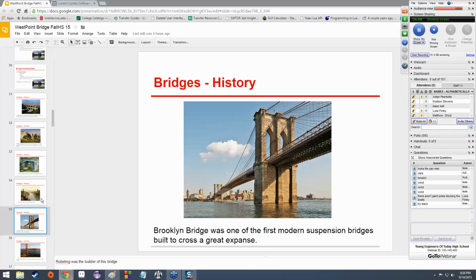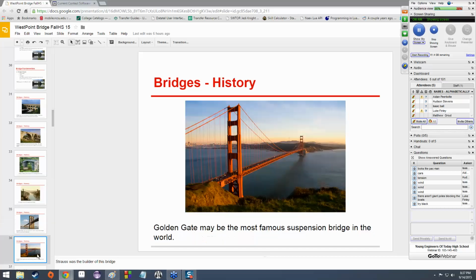Yeah, Brooklyn Bridge was actually one of the first modern suspension bridges that was built to cross a great expanse. But look at all those cables suspending it up. As you might imagine, what a suspension bridge works off of is you've got these two posts on either side and something going between them that helps to keep the bridge up in the air. And of course, the Golden Gate Bridge is probably one of the most famous, most iconic examples of it.